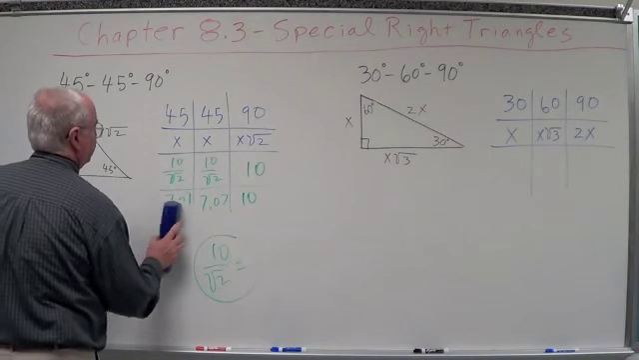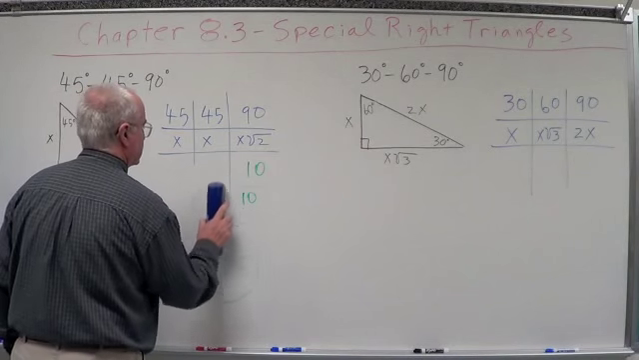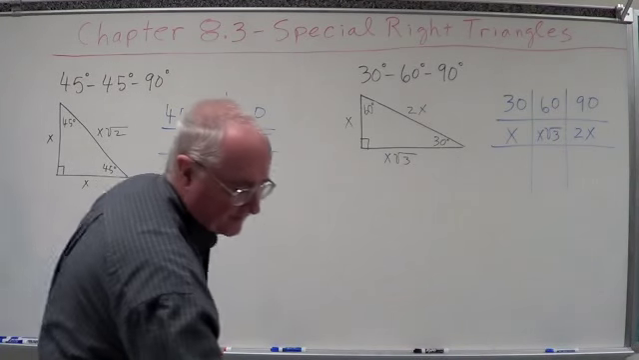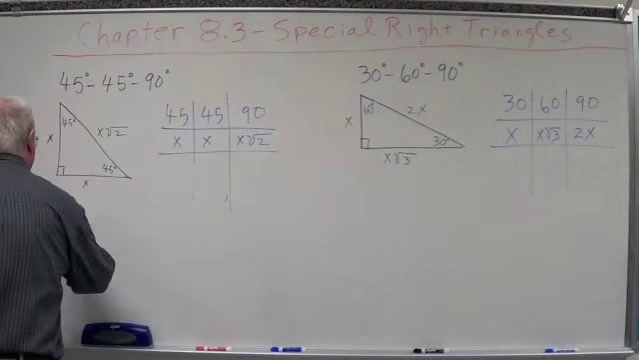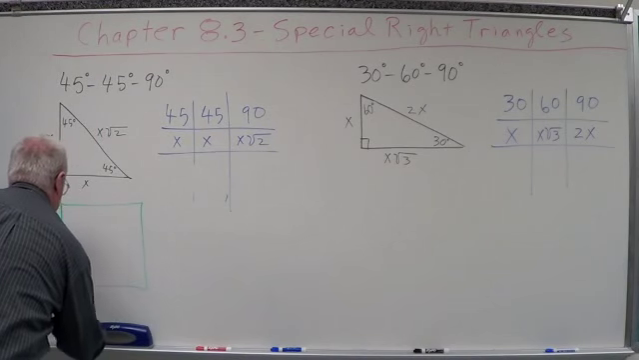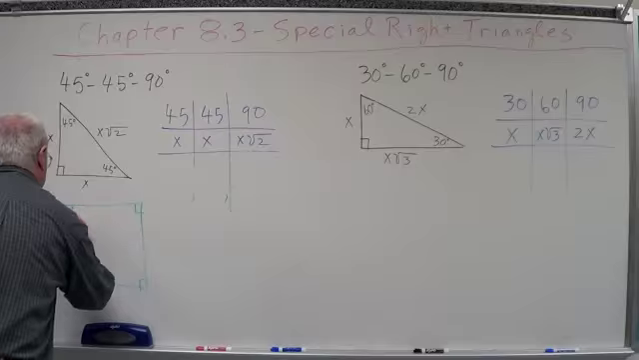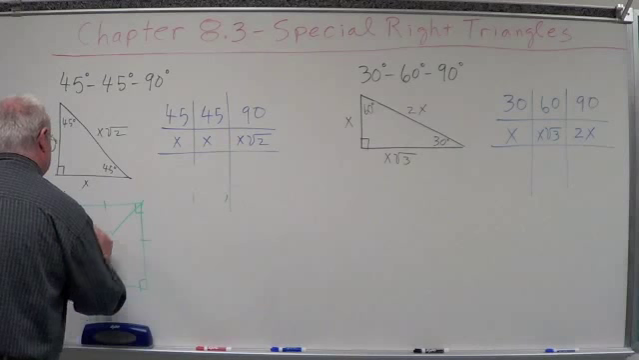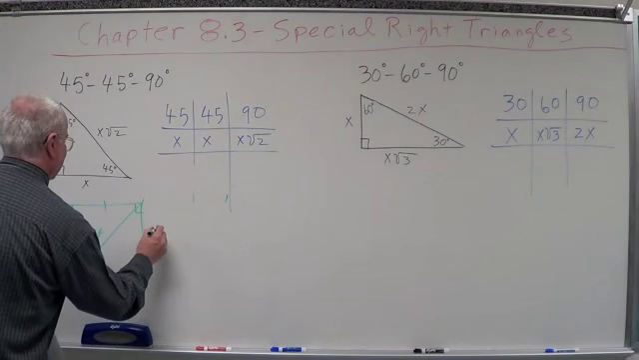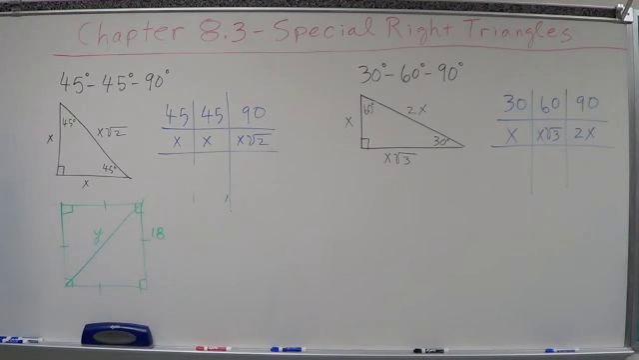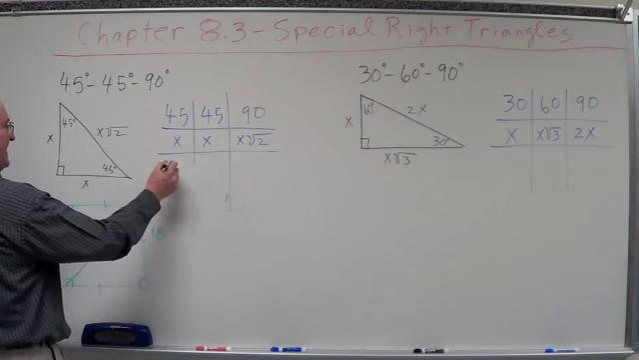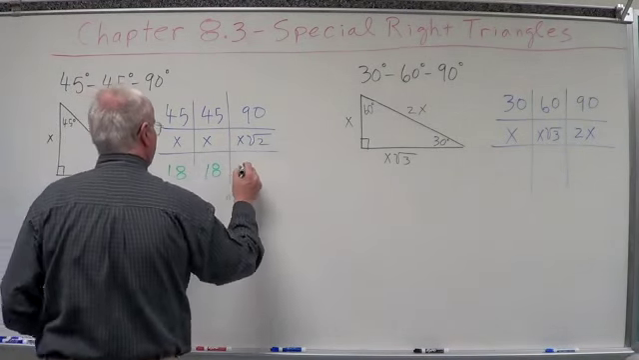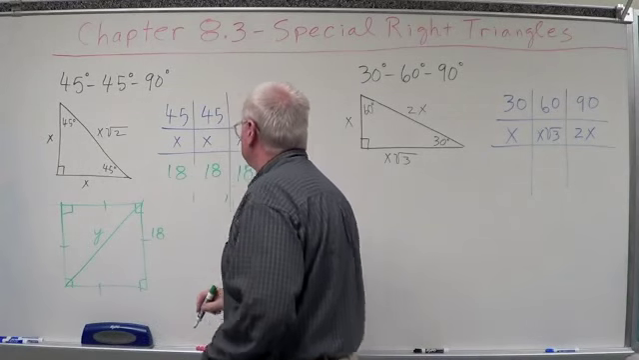Let's do another one. These are going pretty quick. We'll draw another one here. Oh, we have another square. This one's going this way. There's y as a hypotenuse, and this is 18. What goes here? The side. So this is going to be 18. This is going to be 18. And this here will be 18 square roots of 2.